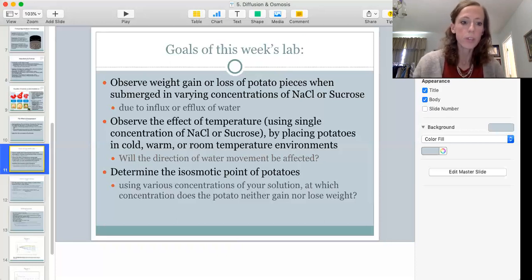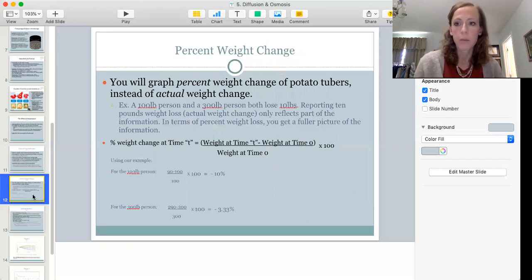Okay. All right, now I want to put one clarifying slide in here. We're not going to graph the actual weight change of the potatoes. In lieu of doing so, we are going to record and graph the percent weight change. So we're going to have you weigh your potatoes beforehand and weigh them at each step along the process. But at the end, we want to actually graph the percent weight change, because this gives a more accurate picture.